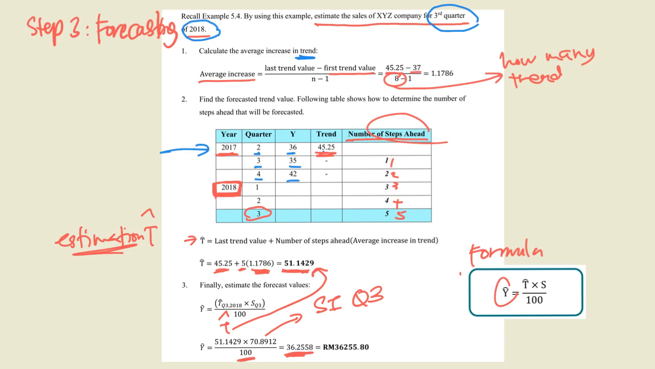And then refer to the question, since the data that we collect actually is in thousand, you need to multiply by 1000. So the final answer is the total sales for the company XYZ for the third quarter of 2018 would be 36,255.80 thousand. So this is the final value, the forecasted value.